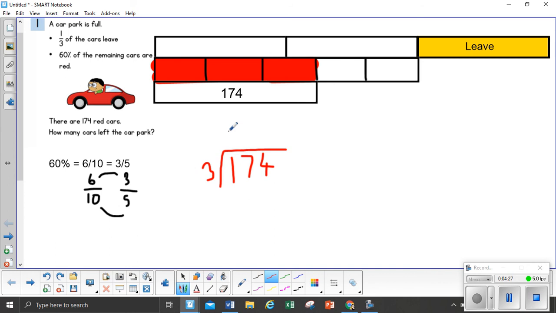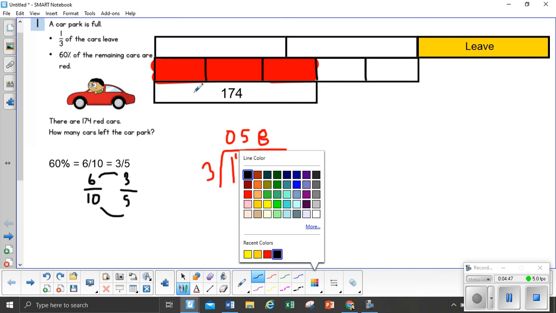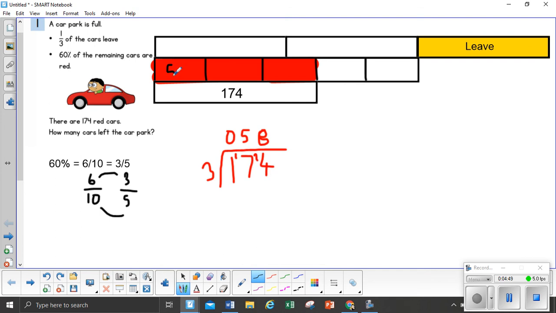How many 3's go into 1? 0. How many 3's go into 17? 5. 5 times 3 is 15. Remainder 2. How many 3's in 24? 8. Okay, so each one of these here is worth 58.